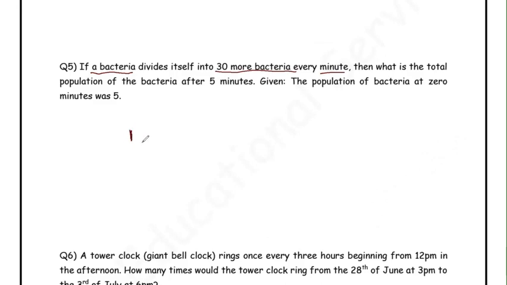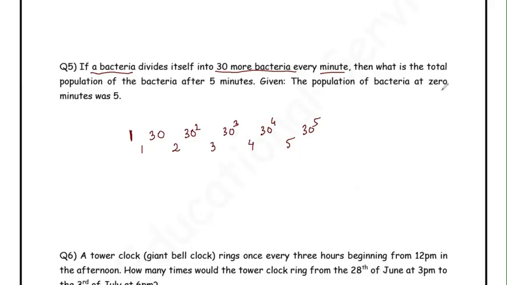After 1 minute, it divides into 30 more. Then after 2 minutes, it divides into 30 into 30, 30 square. After 3 minutes, it becomes 30 into 30 into 30, 30 cube. After 4 minutes, it is 30 to the power 4. And after 5 minutes, it is 30 to the power 5. So that is happening with one bacteria.